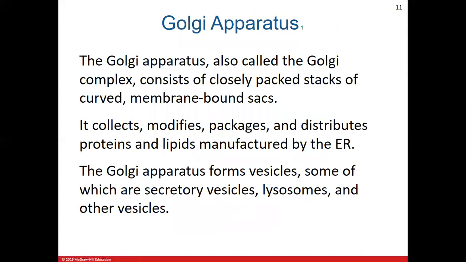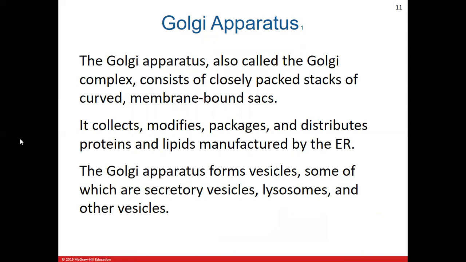Now, another membrane type system that you have in your cells is what's called the Golgi apparatus. Sometimes it's called the Golgi complex. I've seen it called the Golgi body. So you have different names for this, but this is basically where different types of molecules are going to be packaged up into vesicles so that they can either be stored or secreted from the cells.